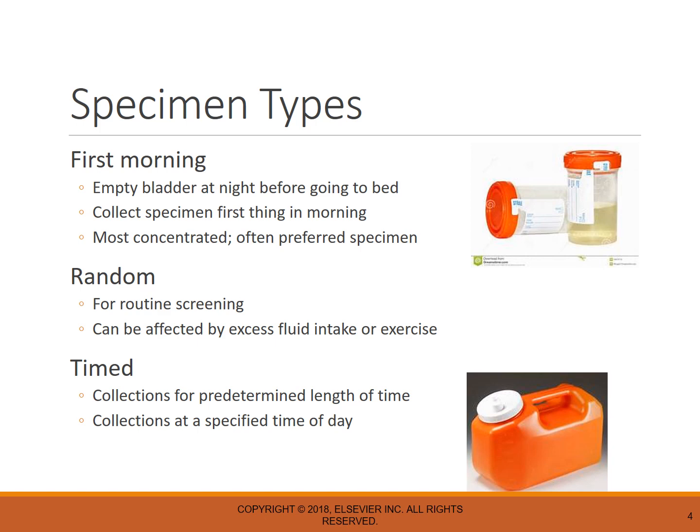Now, a random urine specimen is the easiest form of urine to collect. Random specimens can be collected at any time, usually during the daytime hours, and without any type of patient preparation. The only caveat is that excessive fluid intake and strenuous exercise can directly affect urine composition, so random urine specimens may not accurately reflect the patient's condition.